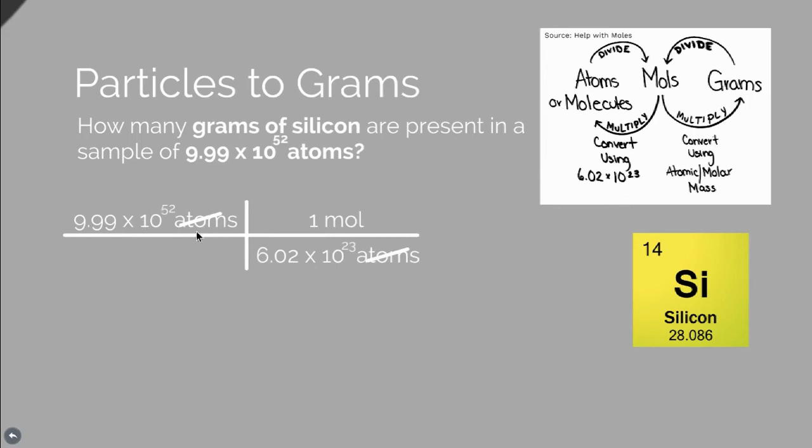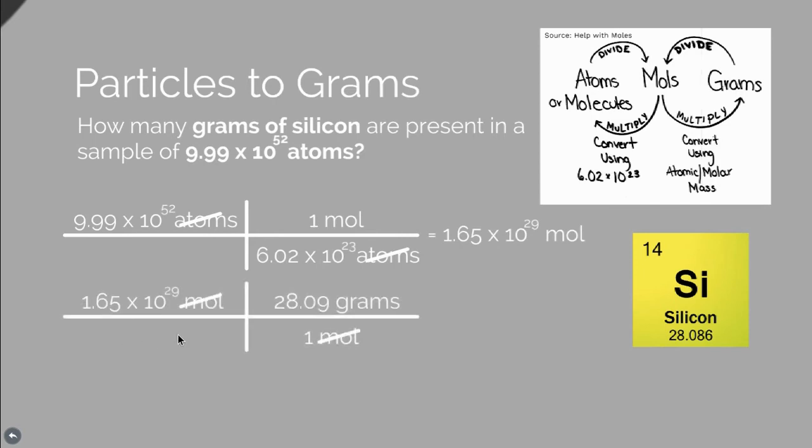we have 9.99 times 10 to the 52nd power number of atoms, and it's divided by 6.02 times 10 to the 23rd number of atoms to get us the number of moles. So here we have 1.65 times 10 to the 29th power number of moles as our intermediate answer. Now remember, that's not our final answer. We still needed to get it to grams. So let's go ahead and follow that arrow and get it to grams.